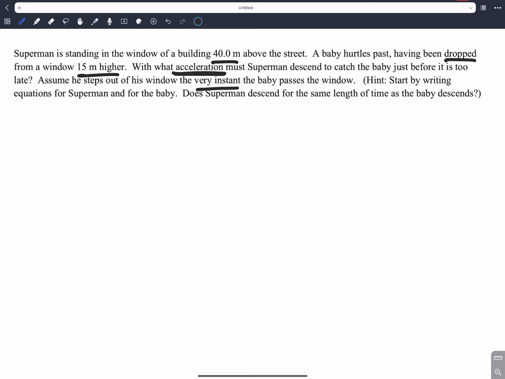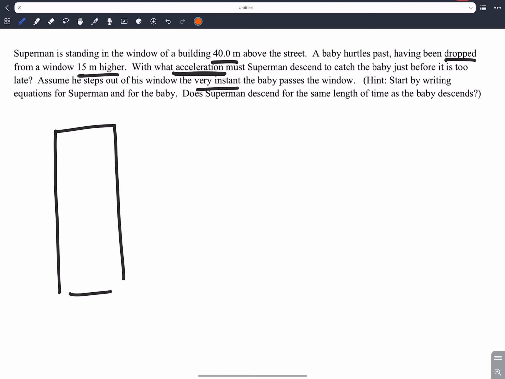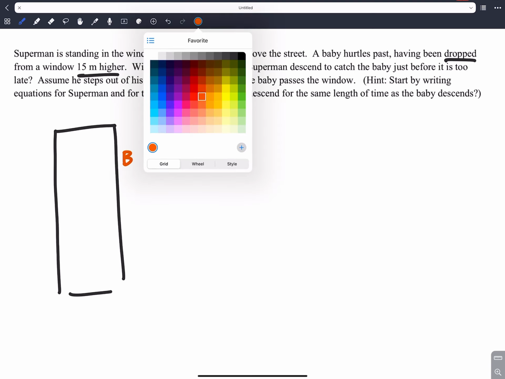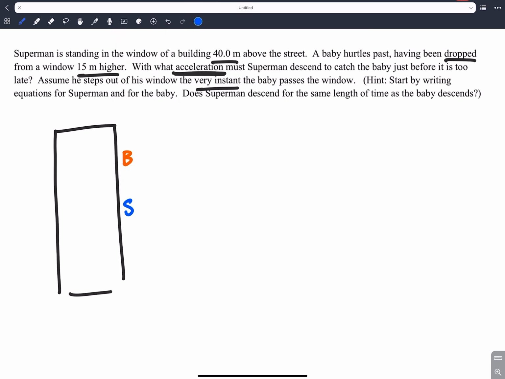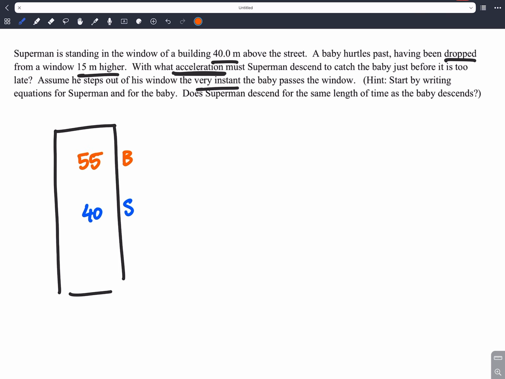Okay, let's draw our scenario. So, here is our building, all right? And our baby, let's say, is right here. And Superman, let's say, is right there. Now, Superman is at 40 meters. And the baby is dropped from a window 15 meters higher, which means that the baby is at 55 meters before the baby's dropped, right? This is like the very first scenario, before everything happens. So baby is at 55, Superman is at 40.